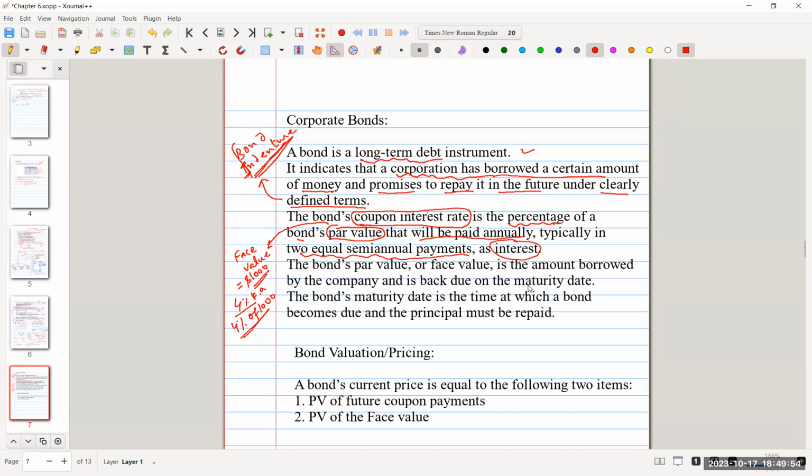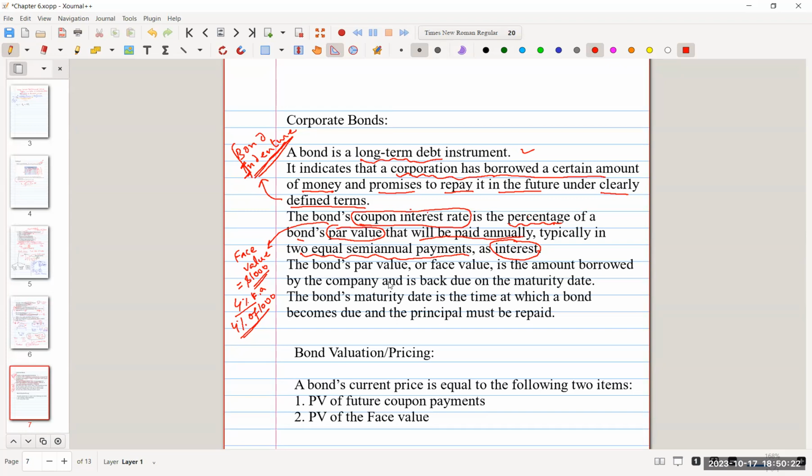So basically what you understand from this is that whenever you invest your money in a bond, or in other words, when you purchase a bond, you will get interest payment because you have actually lent out your money to the company, or the government if it's a government bond. And the interest amount in dollars will be calculated as the coupon rate multiplied by the face value.